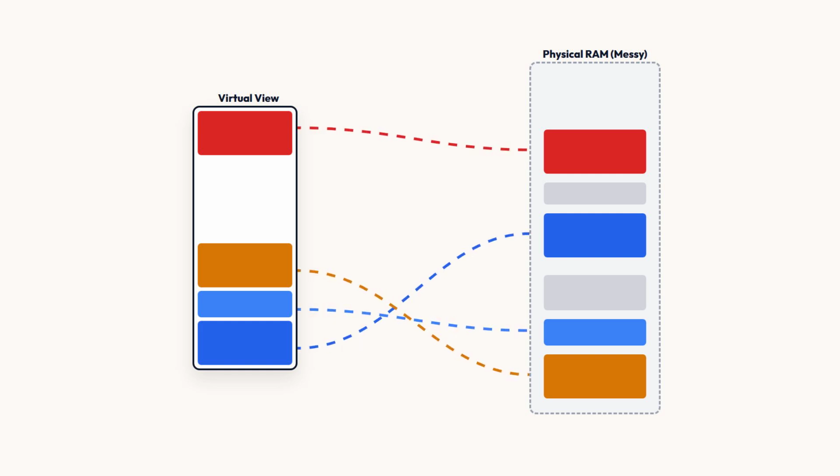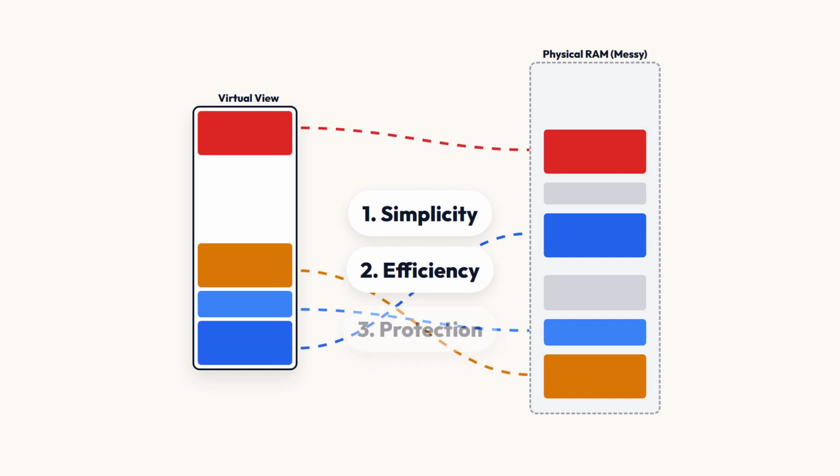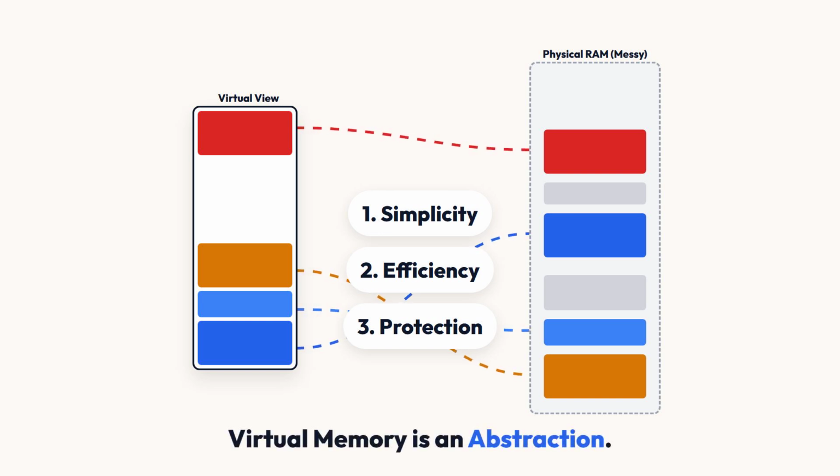And this gives us 3 big advantages. First, simplicity. You don't have to deal with messy memory details. Second, efficiency. The OS can manage memory much better. And third, protection. One program cannot access another program's memory. So in simple terms, virtual memory is an abstraction. It gives every program a clean and simple view, even though the real memory is complex and shared.